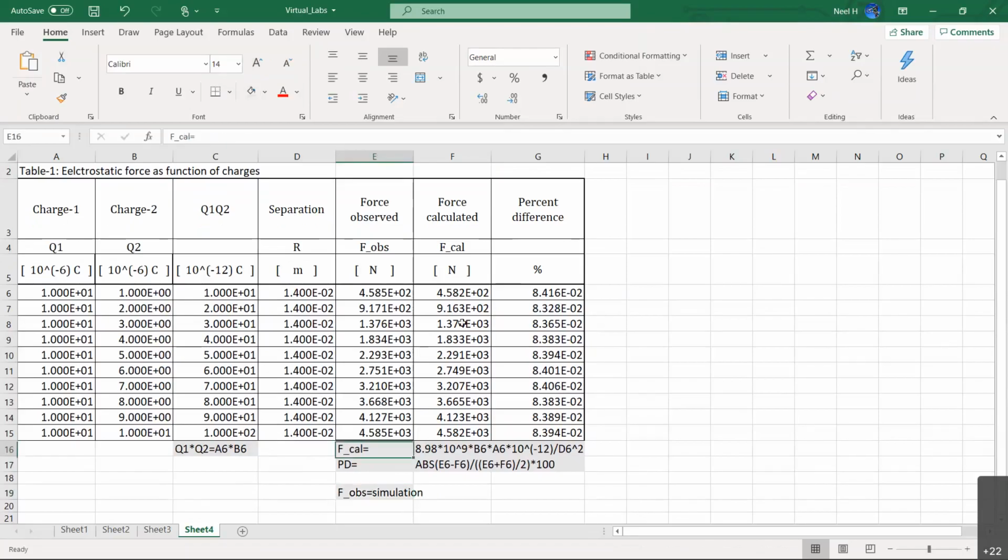Only if calculation right here, we are actually doing the calculation by using the function, which is electrostatic force: K times Q1 Q2 divided by R to the power 2. Okay, so you can see the function here.